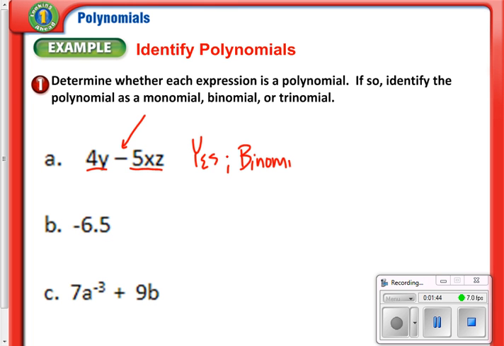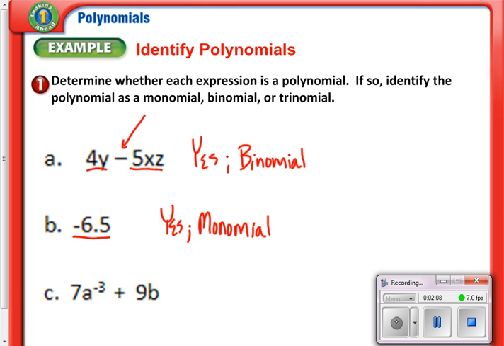And again, bi meaning two. Example B, negative 6.5. There is just one term there. There's no addition or subtraction happening. This one term, it is a polynomial, and the type of polynomial this would be is a monomial. Mono meaning one.